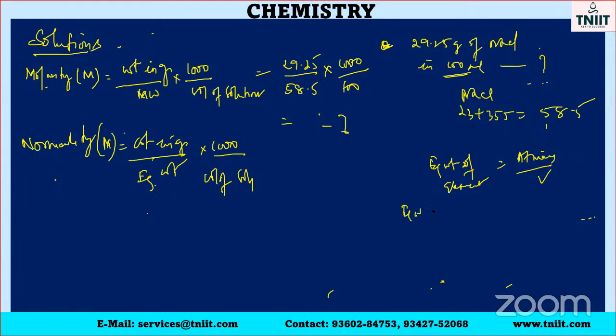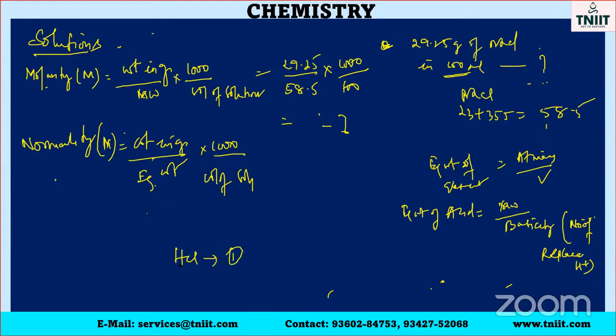The equivalent weight of an acid is calculated by the formula molecular weight divided by basicity. Basicity means the number of replaceable hydrogen. If you take HCl, the basicity is 1 because only this hydrogen can be replaced. If you take sulfuric acid, 2 hydrogens can be replaced. So therefore, the basicity is 2. Whenever we talk about an acid, we will talk about basicity.